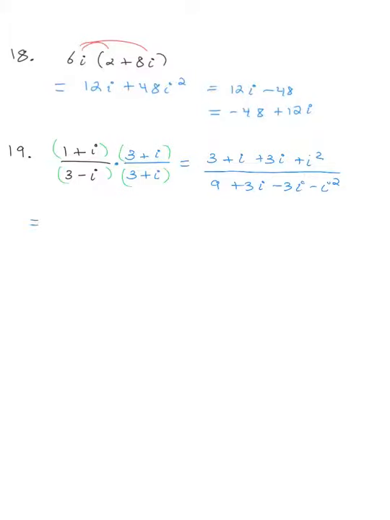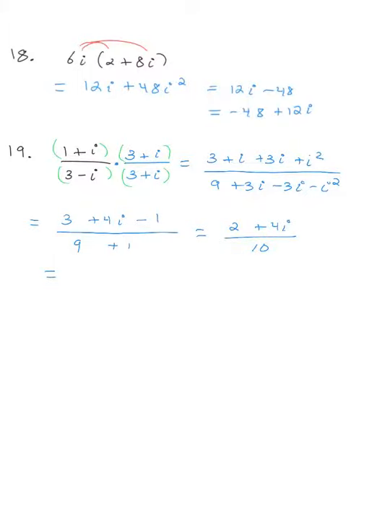Okay, combining like terms, let's see. In the numerator, we have 3 plus 4i, and then i squared is negative 1. In the denominator, we have 9. The 3i's cancel, and I have negative i squared is negative 1, so that means plus 1. We have 2 plus 4i divided by 10.